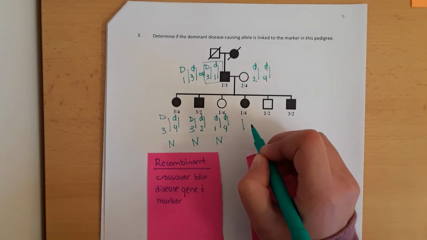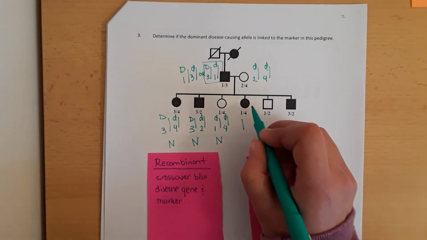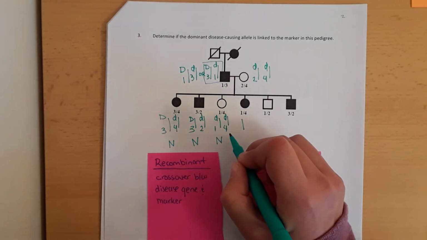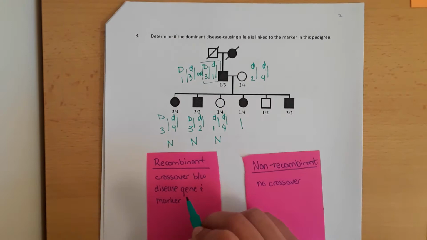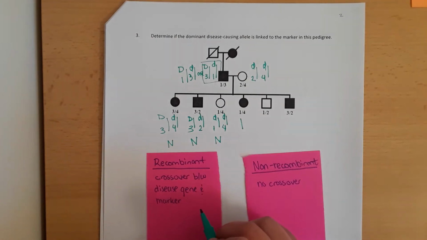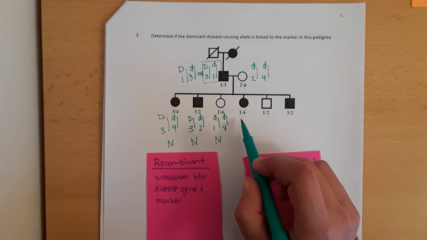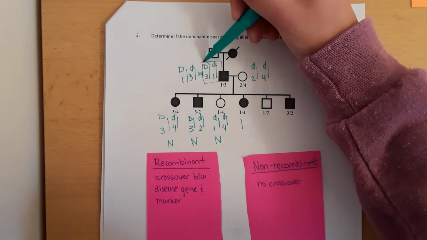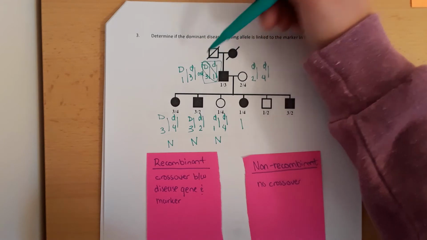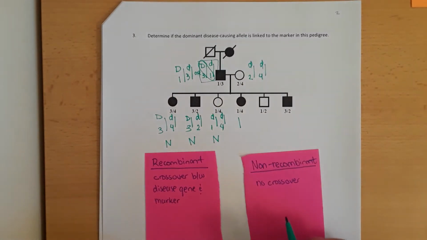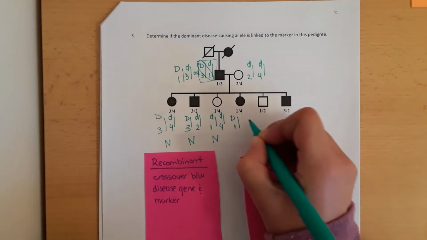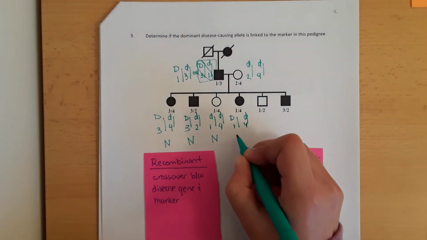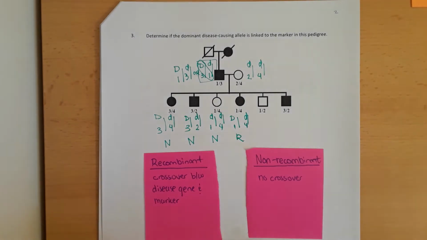Here, though, we have a shaded in person, even though they have these two sets. So this means that crossover occurred, because normally D1 means that you don't have the disorder. So what happened was crossover most likely occurred to have the disease gene on the 1. So it'll look like this. So that means recombination took place.